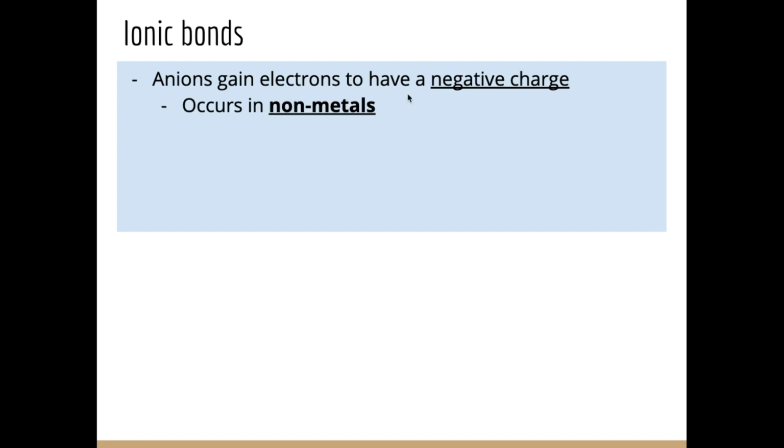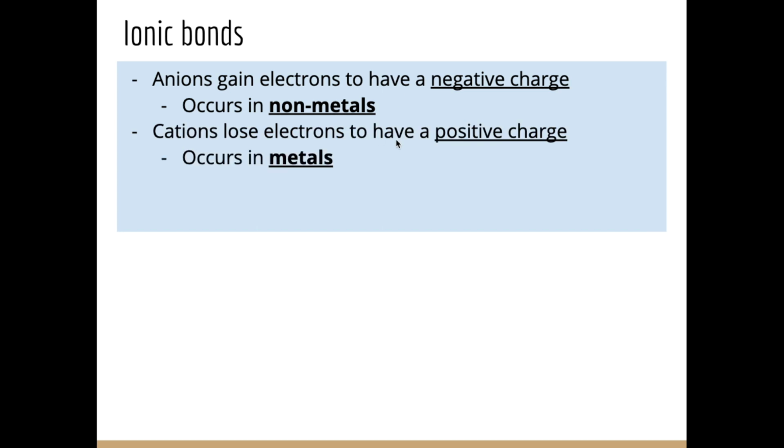Anions gain electrons to have a negative charge. This occurs in nonmetals. Cations lose electrons to have a positive charge, and this occurs in metals. On our periodic table, we have our metals on the left-hand side and our nonmetals on the right-hand side.